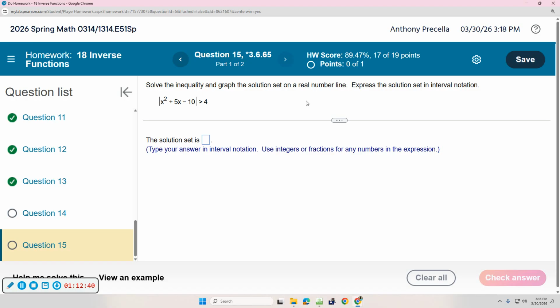Okay, number 15. Absolute value of x squared plus 5x minus 10 is greater than 4. Did I miscopy it, Tim? No. Okay.